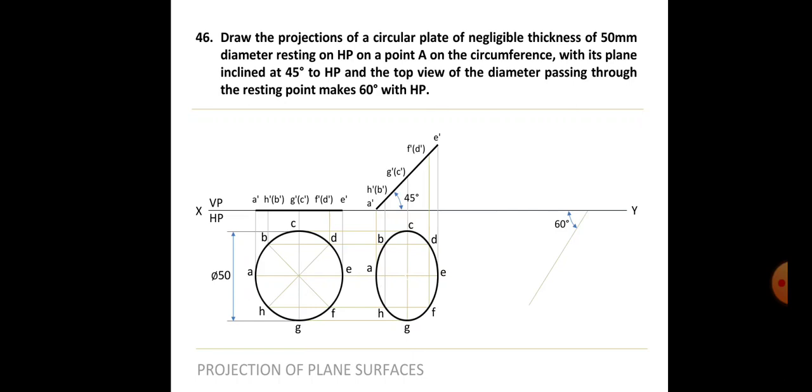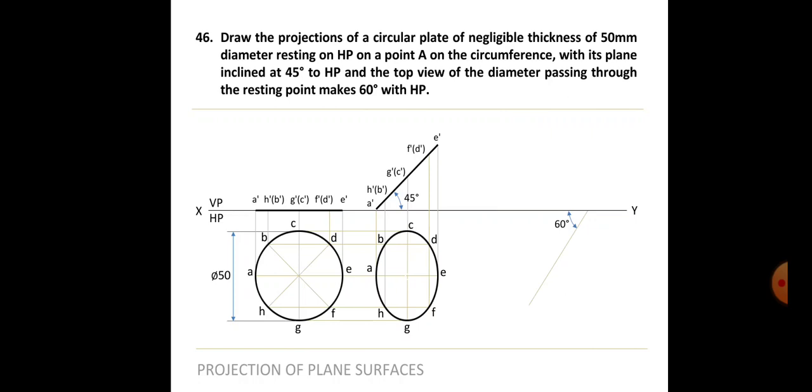So on which point is it resting? It is resting on AE, isn't it? It is resting on the point A on the circumference. So the diameter is AE. So the AE line should be on the 60 degree line here. So we have to rotate this object in such a way that when we place it on the 60 degree line, the line AE coincides with the 60 degree line.